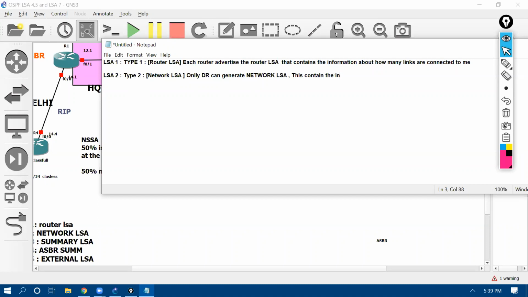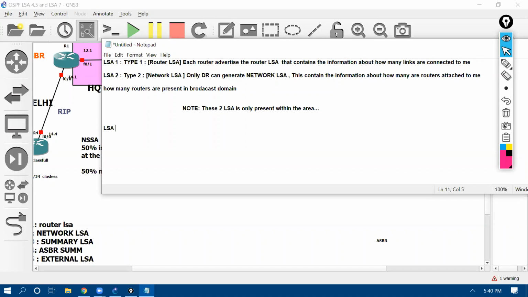And this one contains the information about how many routers are attached to me, or we can say how many routers are present in the broadcast domain. This type 2 LSA is only present within the area. It will never go beyond the area, right?